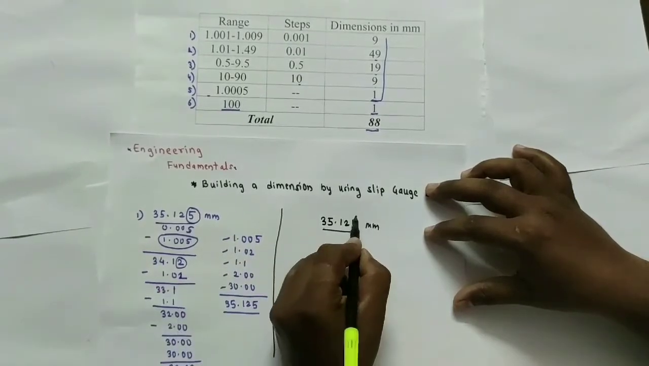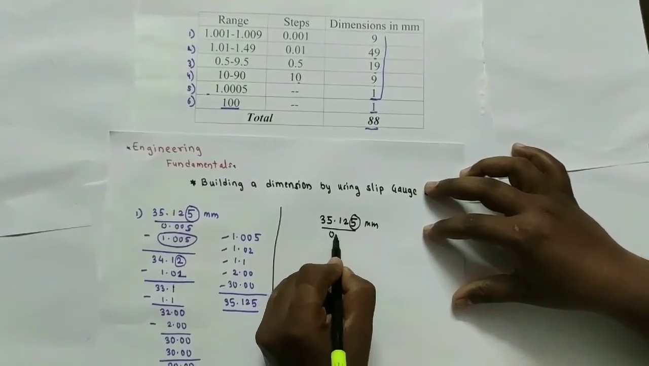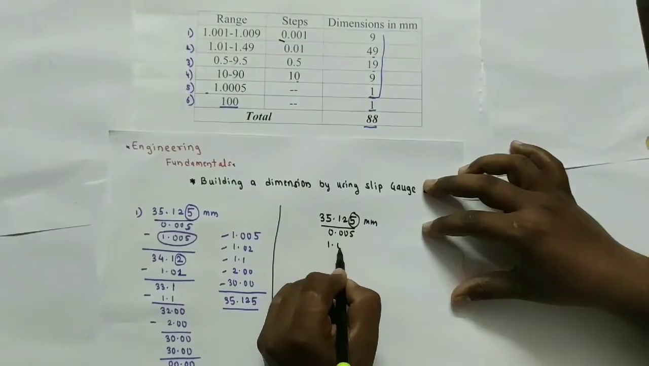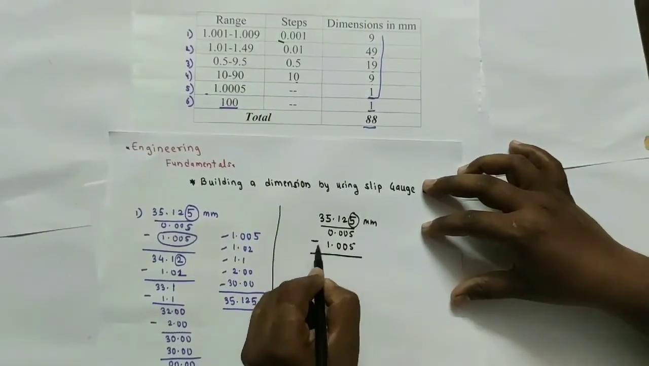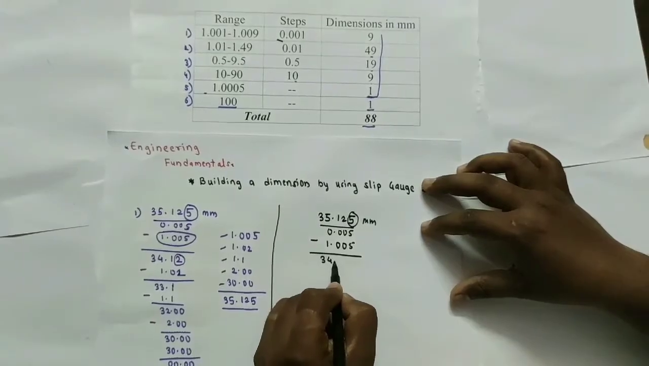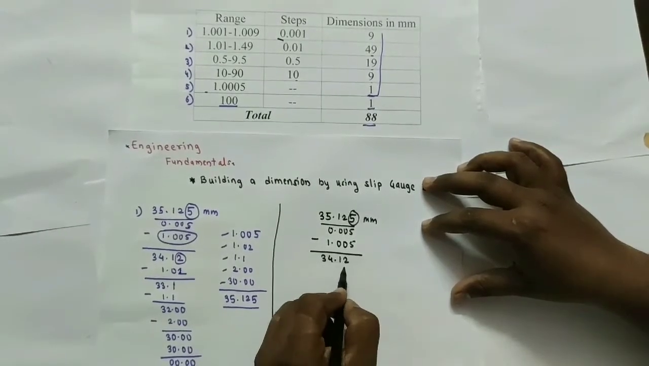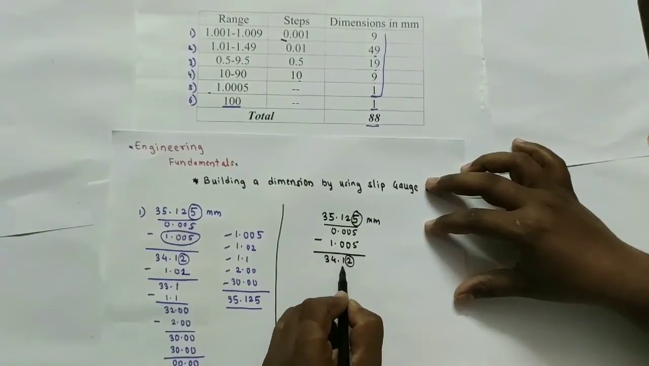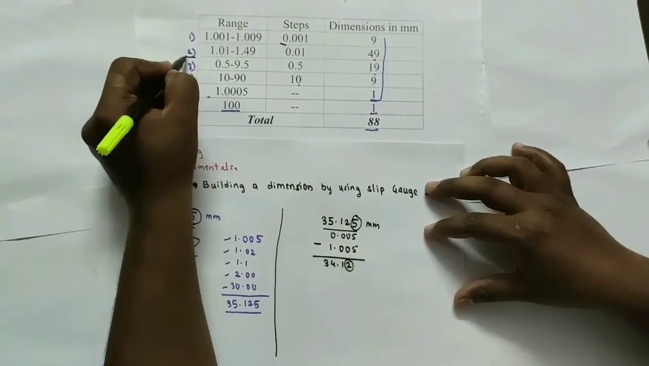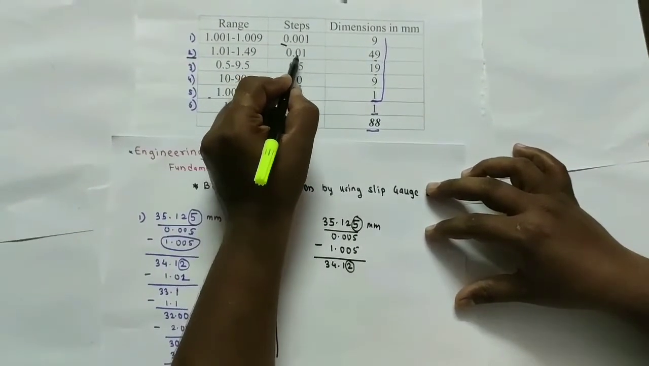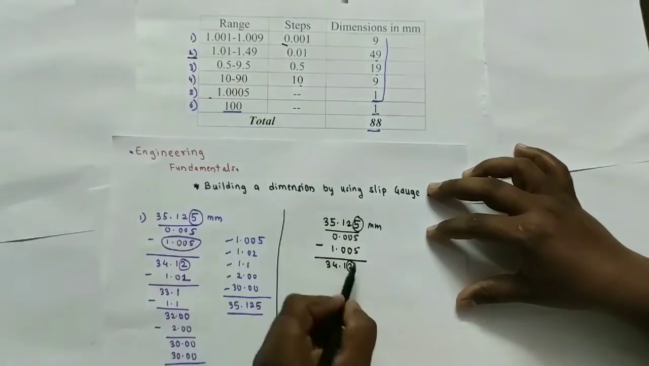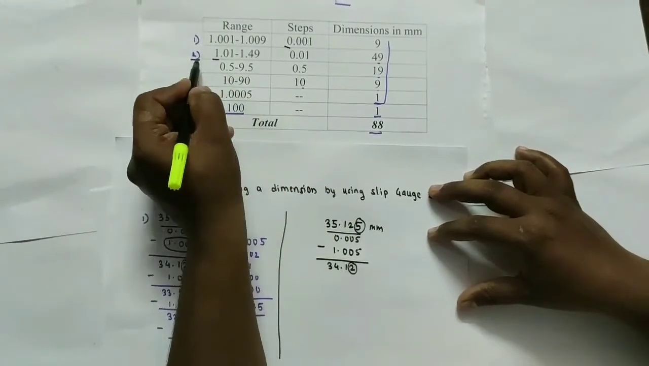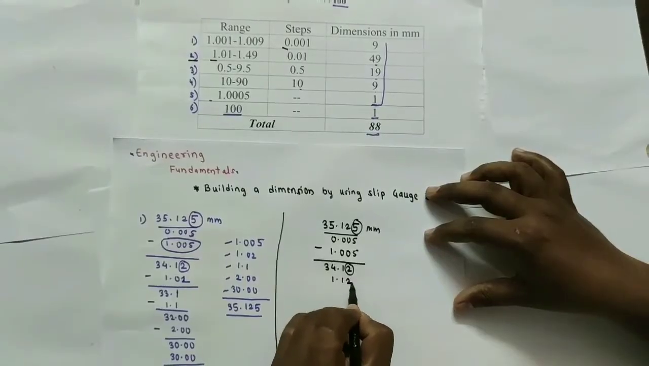So, same rule, you have to start from the end. Then we are getting 0.005, which is in the steps of this range 1, so we are getting 1.005. You have to subtract this from 35, then we are getting 34.12. Then next, the last digit is 2. Now we can see in this set, in this range, we have steps of 0.01, and 0.12 is available in this range, so you can choose 1.12.